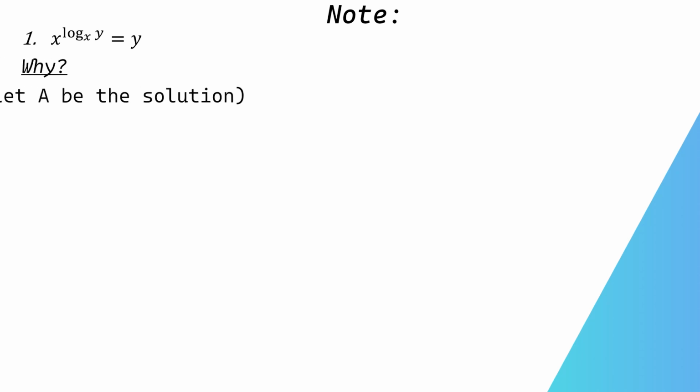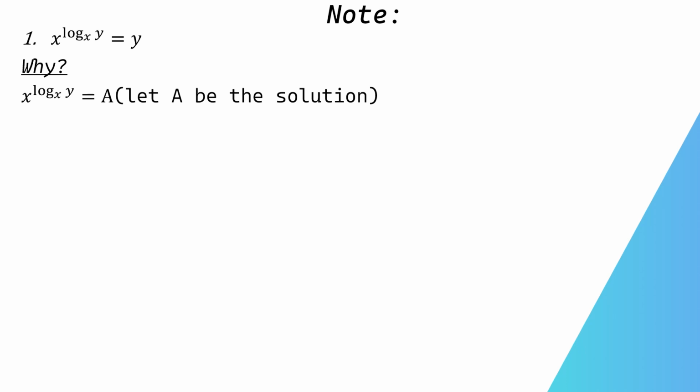So let A be the answer to this question, the solution. And so we are saying x to the exponent log y to the base x equals A. A is our answer. Now we are going to prove that A equals y, meaning that our answer is y.